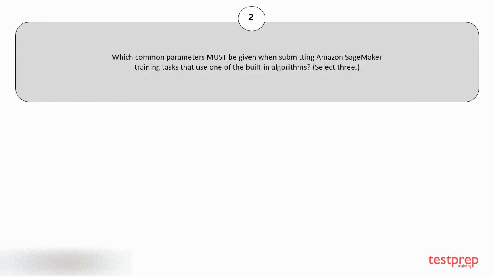Question number 2. Which common parameters must be given when submitting Amazon SageMaker training tasks that use one of the built-in algorithms? Select 3.